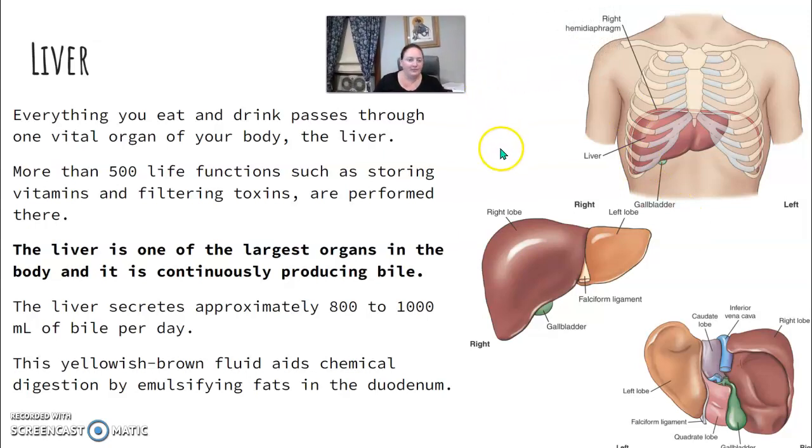Your liver, what does your liver do? Do you know where your liver is? Let's start there, right? Because sometimes I think we forget where that is. So remember, your liver is up here on the right. Your gallbladder sits right underneath it. It's one of the largest organs in the body and continuously producing bile.